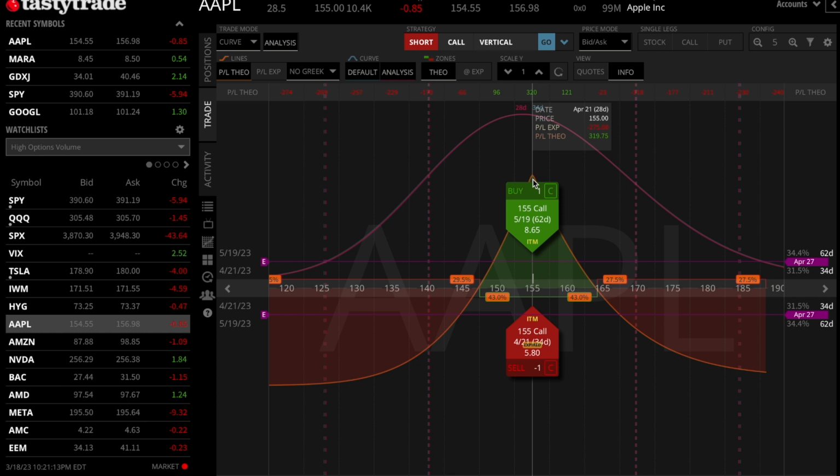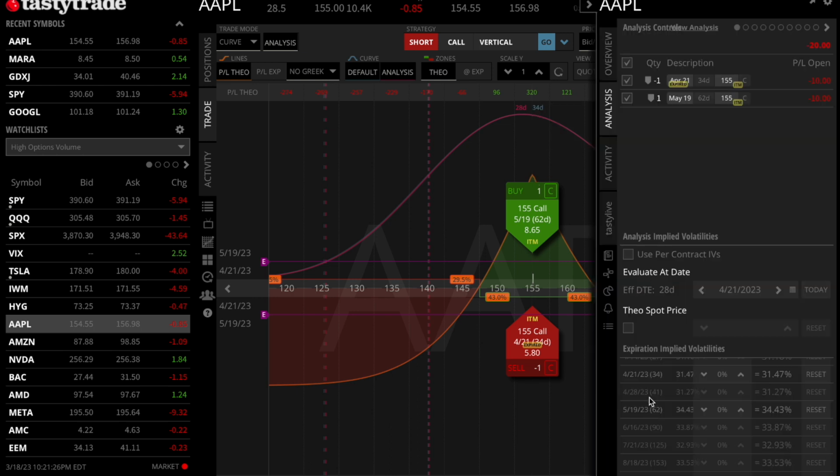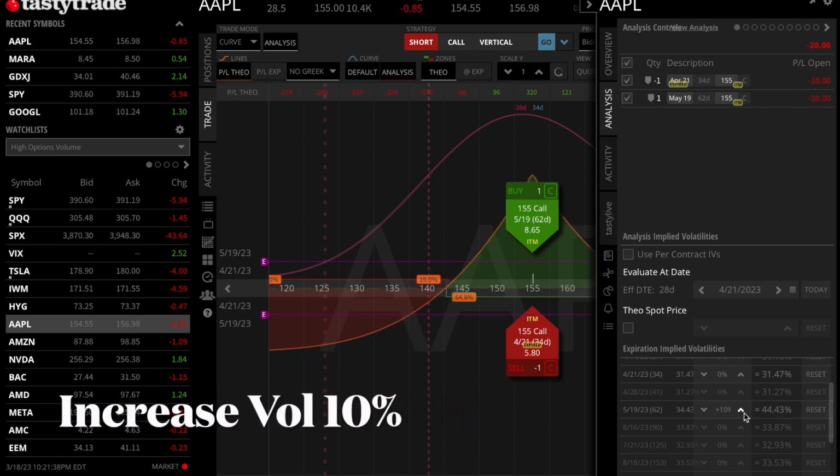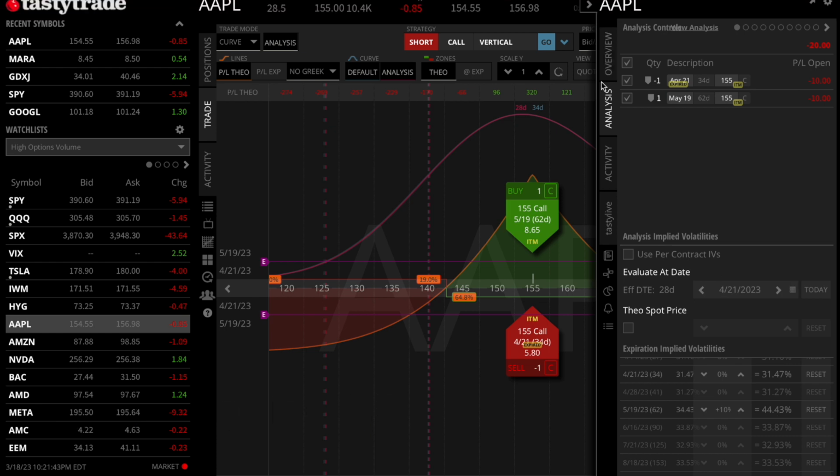So let's go ahead and change the volatilities around and see if we can increase or decrease this max profit. So you can see here expiration implied volatilities. Let's take the back month option. This is the May option, and let's increase this sucker. Let's do like, let's see, 10%. Okay, so we went from like 34 to 44%, and let's take a look.